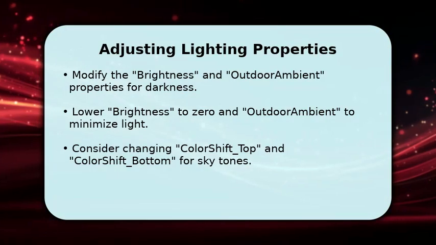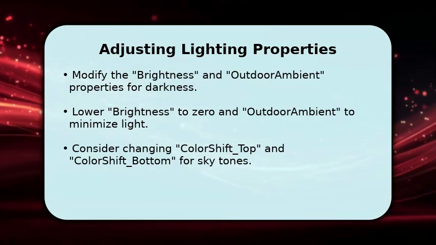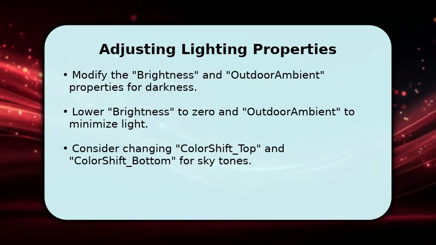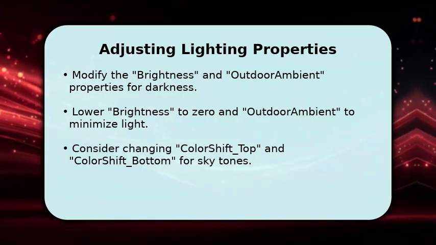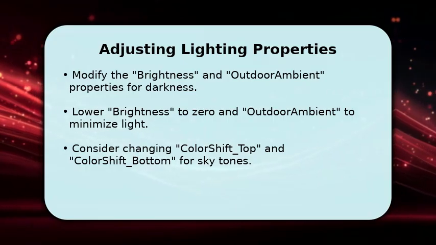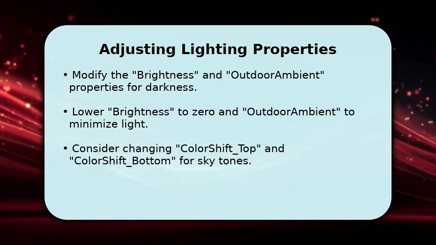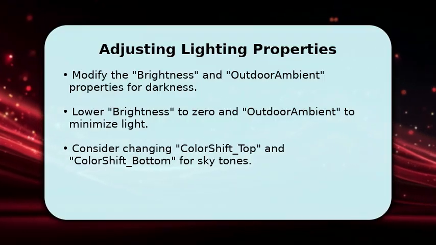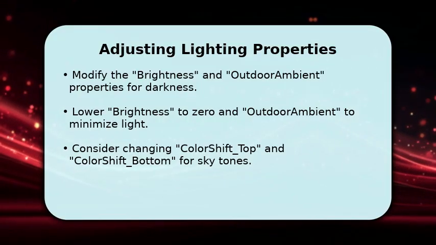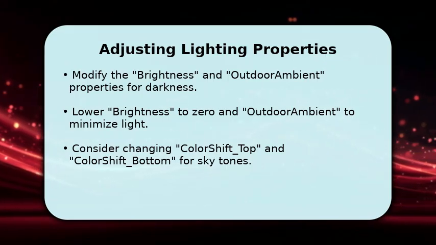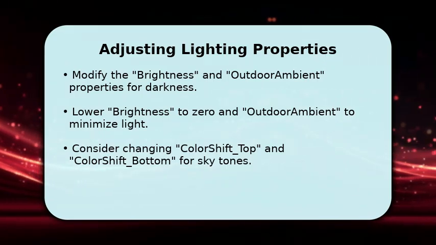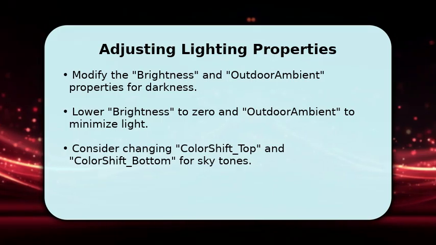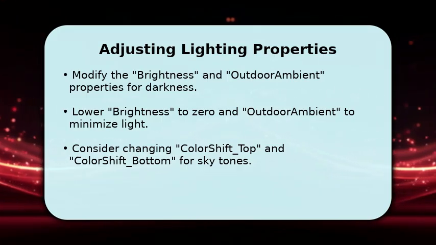To further enhance the nighttime effect, you'll want to adjust several lighting properties. Reduce the brightness property to a value near 0 to significantly darken the scene. Similarly, lower the outdoor ambient property to minimize ambient light from the sky. You might also experiment with color shift top and color shift bottom to introduce subtle color tones, like deep blues or purples, for a more atmospheric night sky.